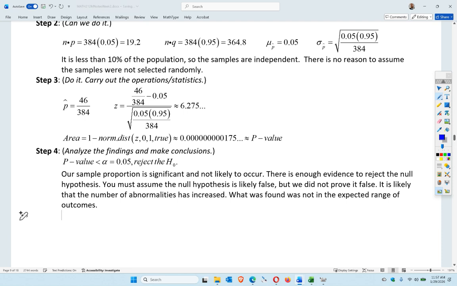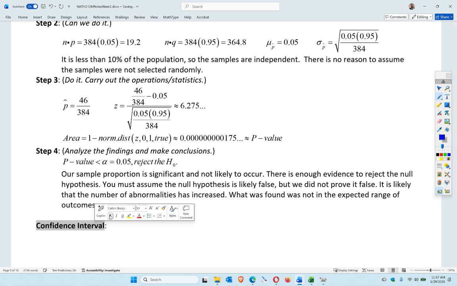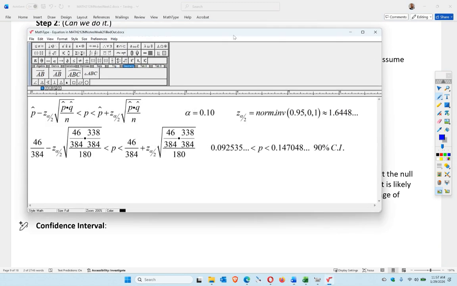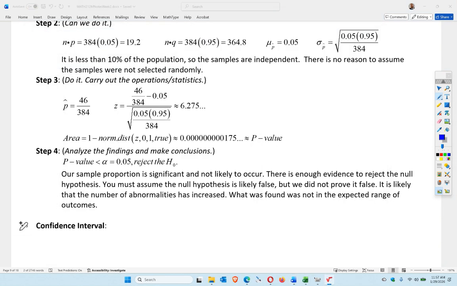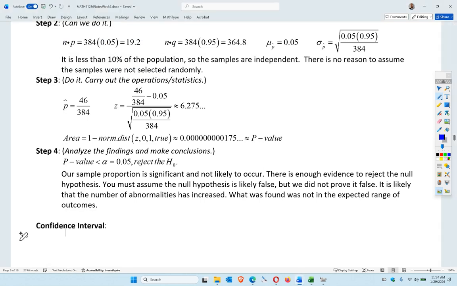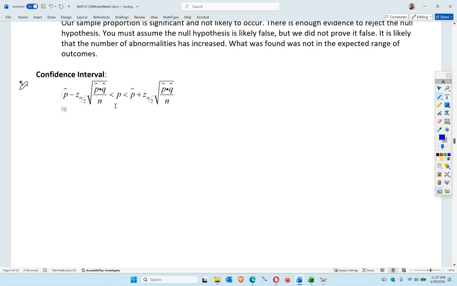Okay, so let's do the confidence interval and compare here. Confidence interval. Okay, let me copy that from the previous section. Bold. Okay, so we're going to copy and paste. Okay, so there's this.